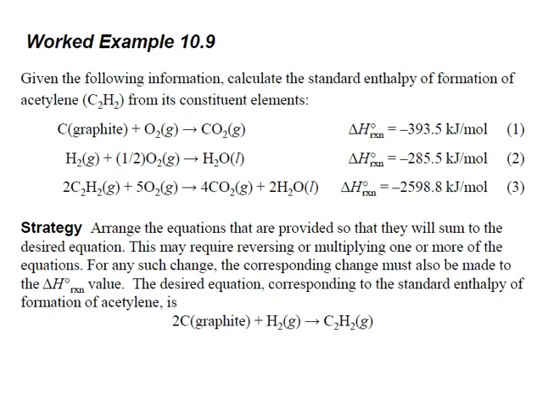We'll go ahead and do example 10.9. Given the following information, calculate the standard enthalpy of formation of acetylene, which has the chemical formula C2H2. This is a gas used in oxyacetylene welding, and some other uses as well, from its individual elements. And it gives us these 3 reactions.